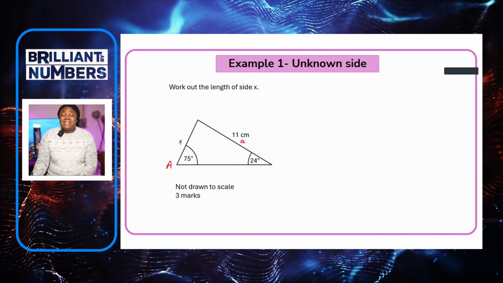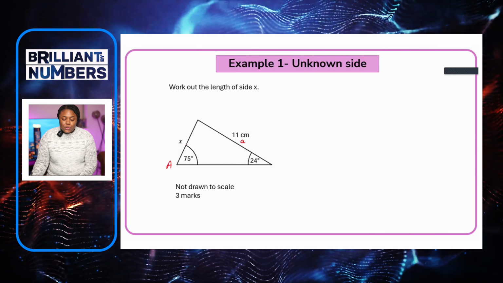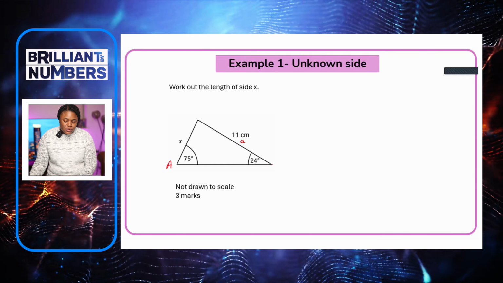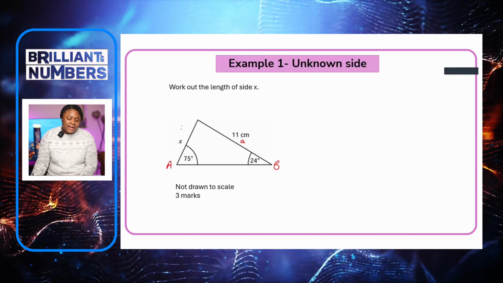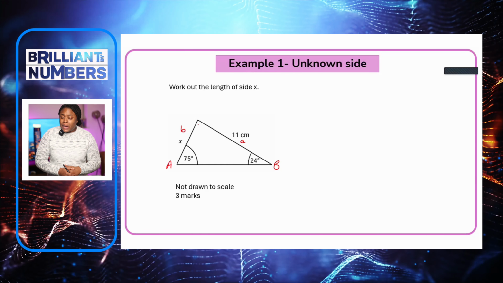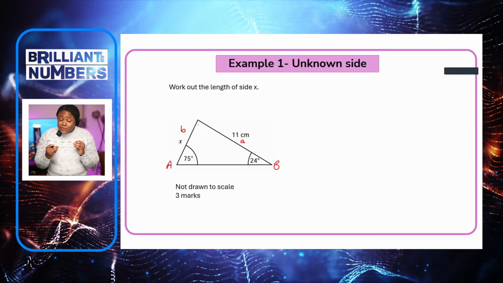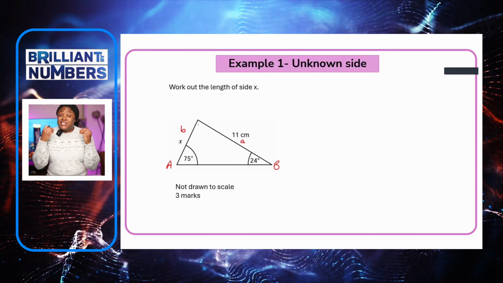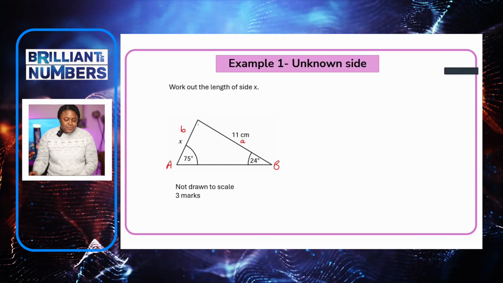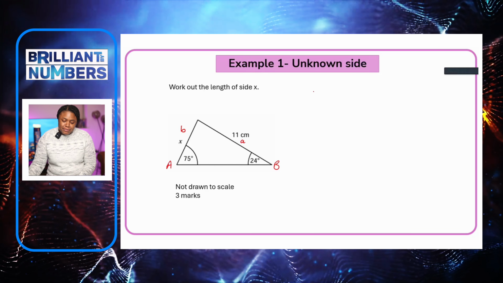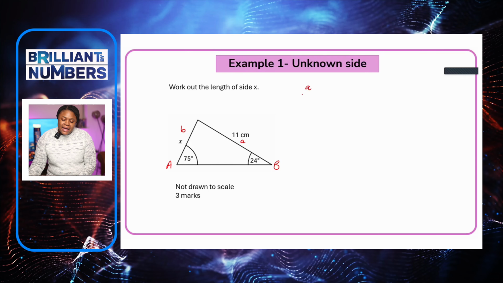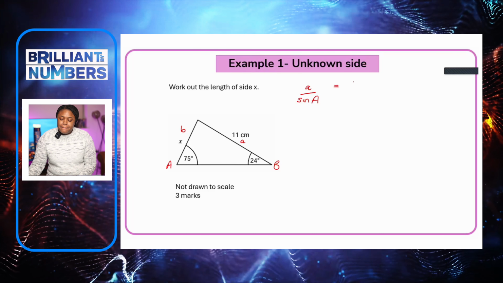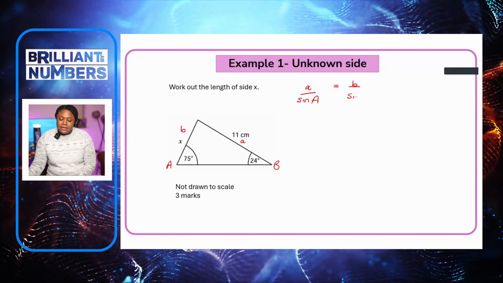Now I want to find side x. So I will also have to know the angle that's matching to x. So I'm just going to call that B and call the side little b for x. So what we do first of all is to write the rule out, and then we're going to substitute directly into that rule. Since we're using a and b here, we're going to write that a over sine A is equal to b over sine B.